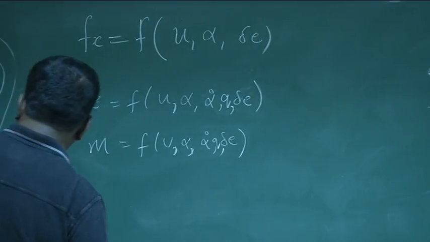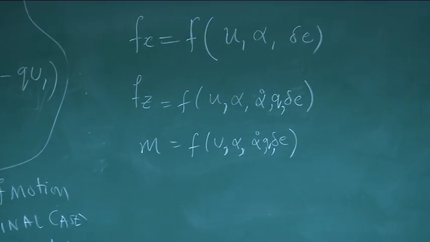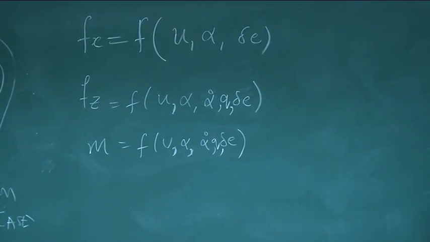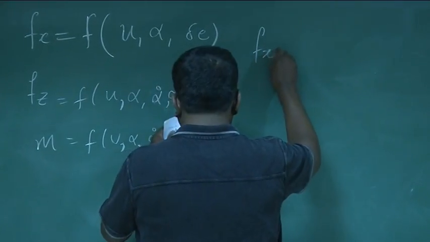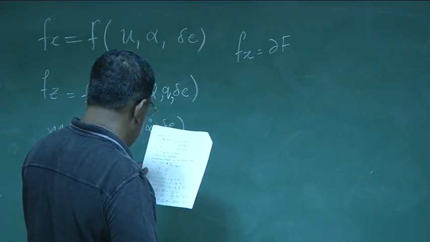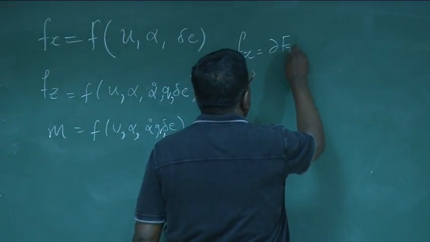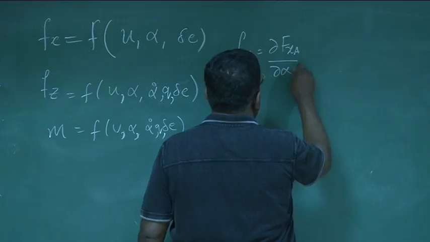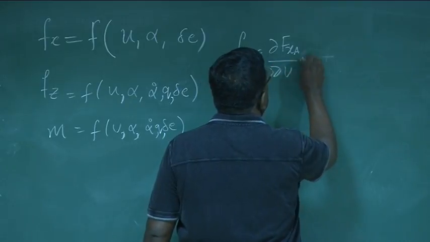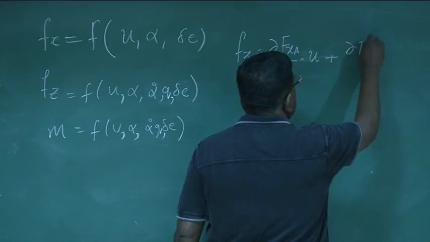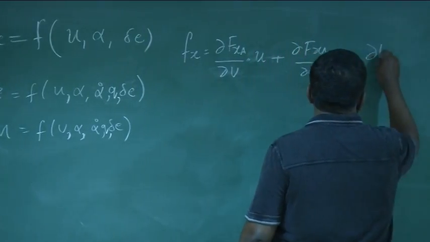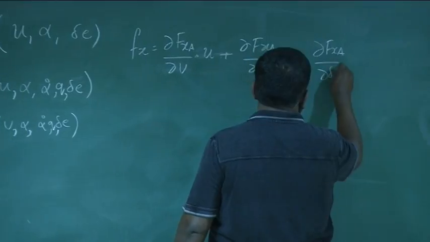Now, the question is, since we have assumed it to be a case of small perturbation, we want to take advantage of linear aerodynamics, and then how should I expand fx? We'll expand fx taking the advantage of linearity: first u, dfxa by du into u, then plus dfxa by d alpha into alpha plus dfxa by d delta E into delta E.